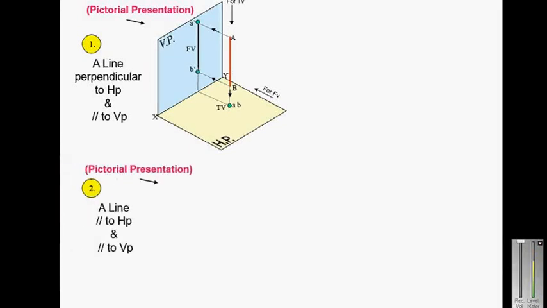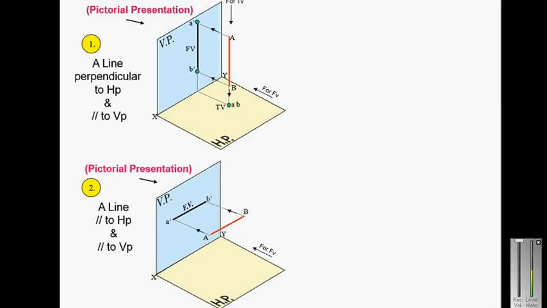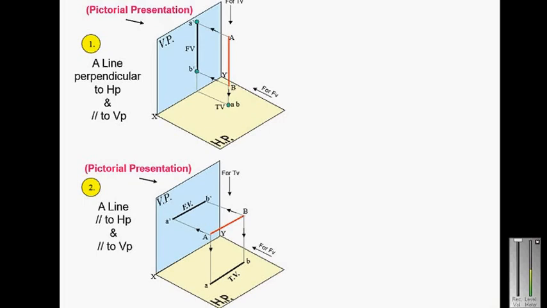And the second case, a line which is parallel to both HP and VP. This is the line AB, and this line AB is parallel to both HP and VP. So you will get the front view on the vertical plane, A dash B dash. A dash B dash is the front view of the given line AB, and the top view of the line AB, you will get on the horizontal plane, AB. So this is the top view. So this is the pictorial representation of a line which is parallel to both HP and VP.